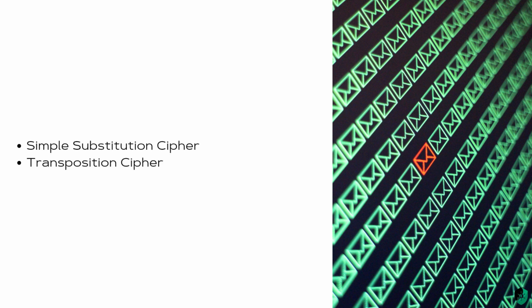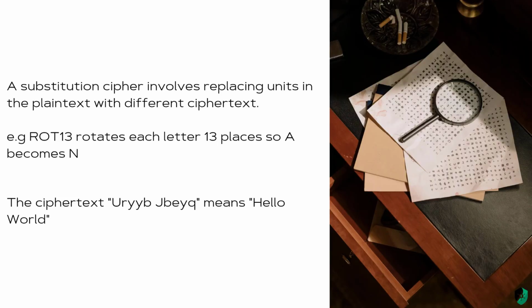Now, speaking of encryption ciphers, there are two of them. You've got the simple substitution cipher, and then you've got the transposition cipher. In a substitution cipher, the units in the plain text will be replaced with different ciphertext. As an example, let's say ROT13. This simply means rotating each letter 13 places so that A becomes N. So if you take any letter, simply move forward in the English alphabet by 13 places and you get the actual value. So in this case, the ciphertext URYYBJBEYQ would simply mean hello world. You can try that out.